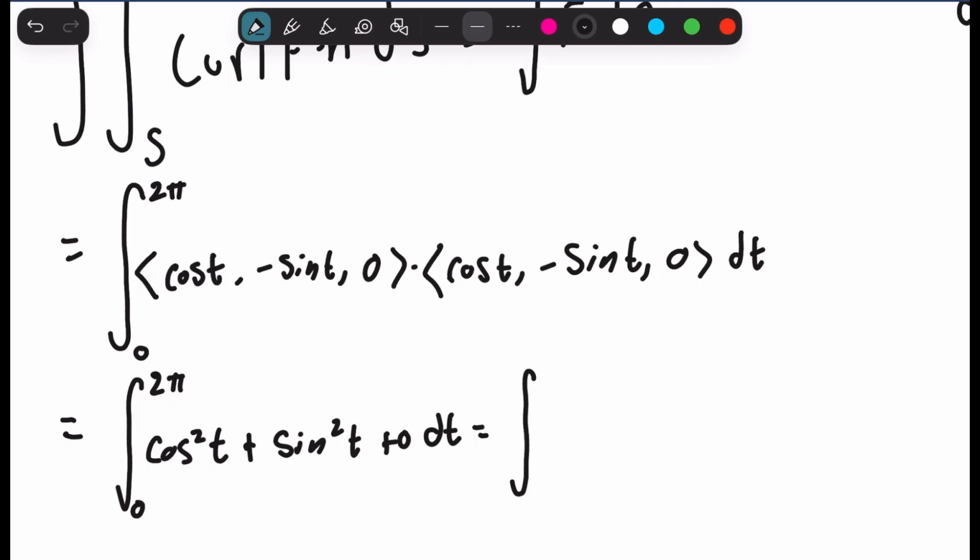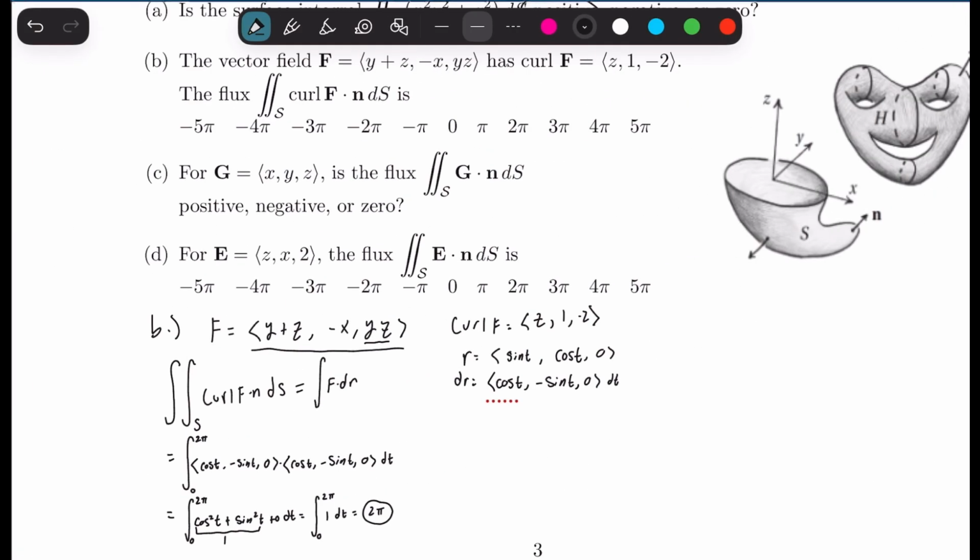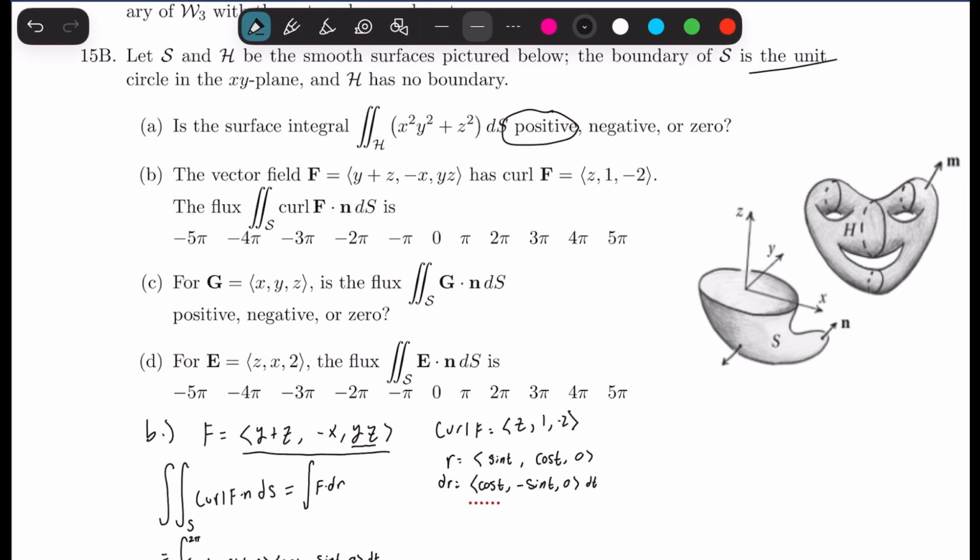So now we know that this here is 1. Now all we have is a simple integral, which gives 2 pi. So that's our part B. Okay, so that was part B.